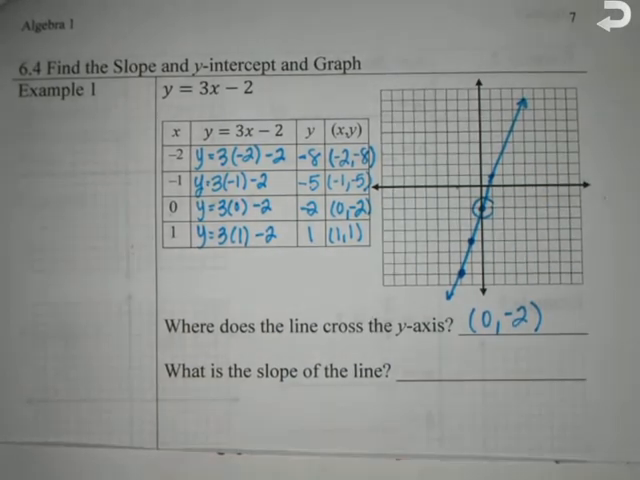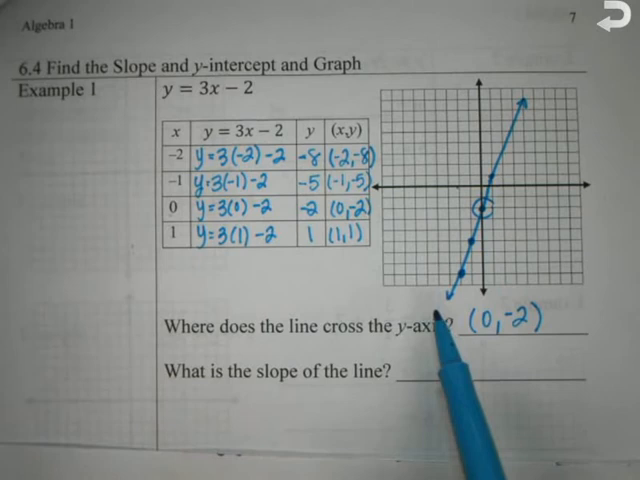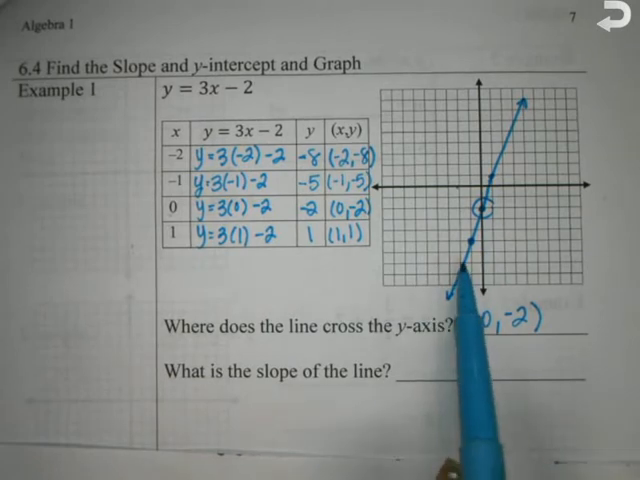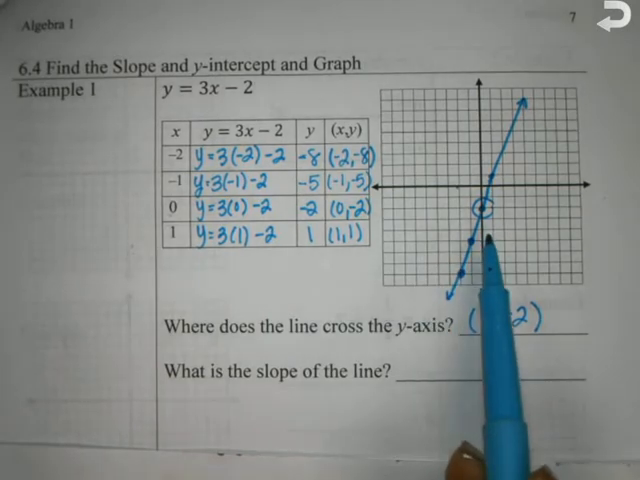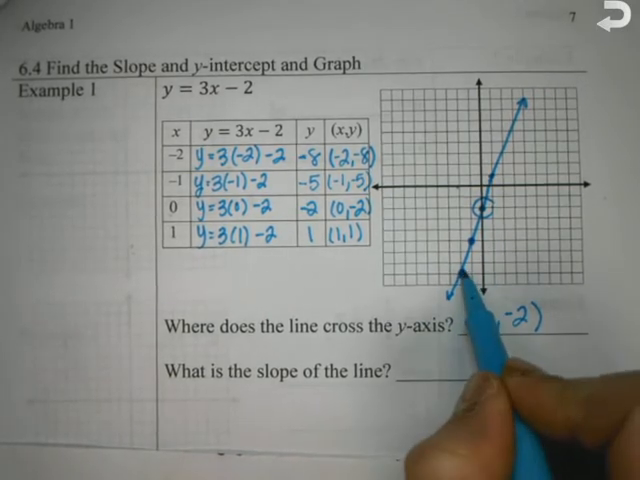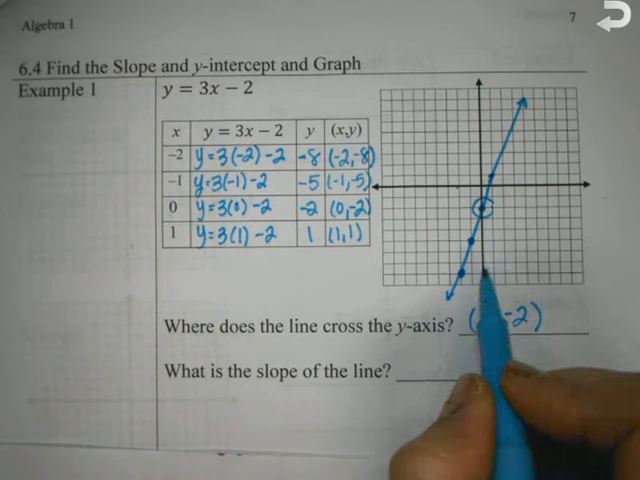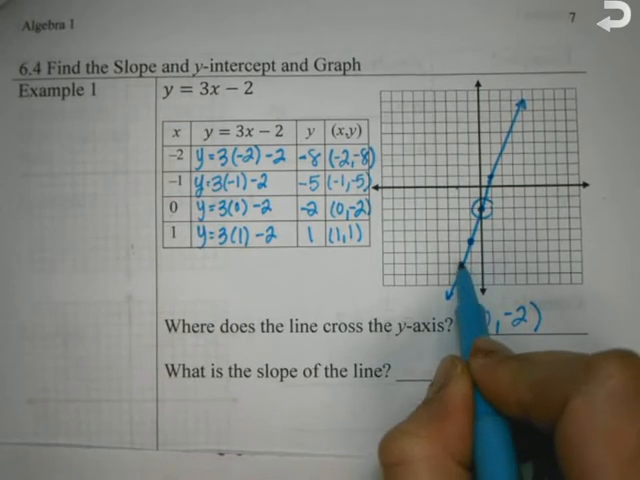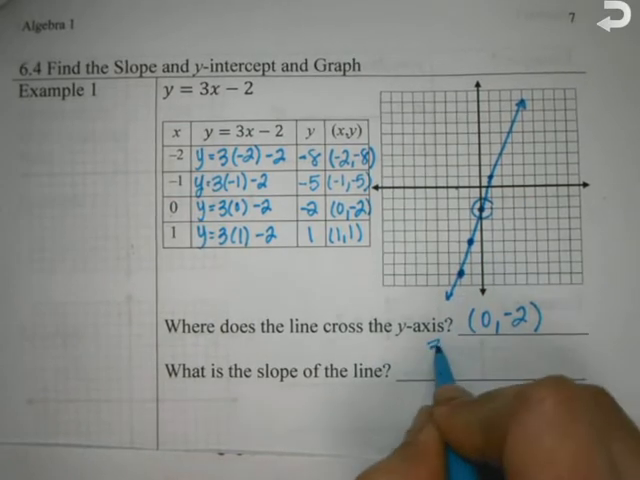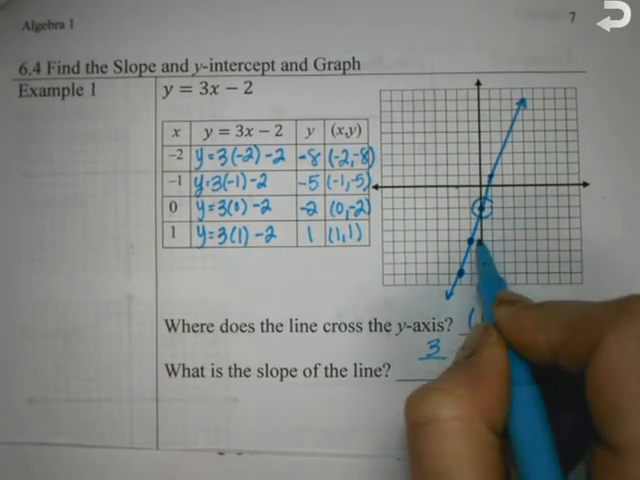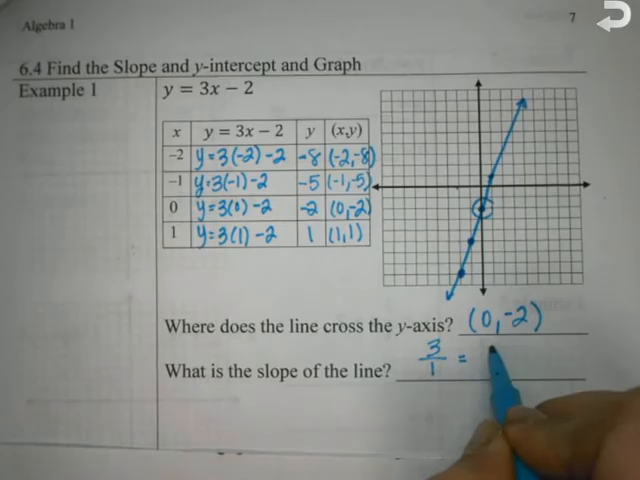And then we want to find the slope of the line. So let's pick 2 points and just count. I'm going to pick the bottom 2 just because it's a little bit more out of the way. Okay, so what do I count first? Up or over? Up. So we have 1, 2, 3. So that is 3 over 1, which is the same as 3, right?